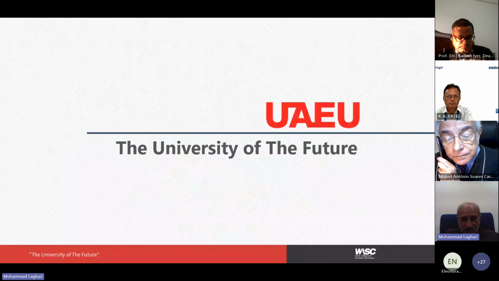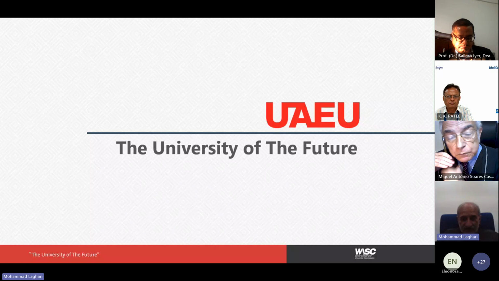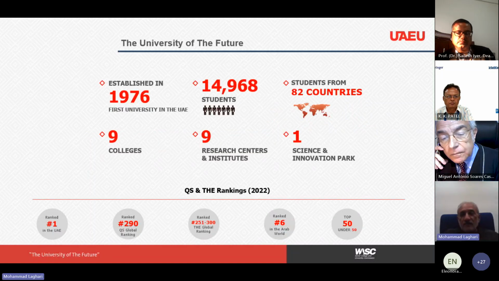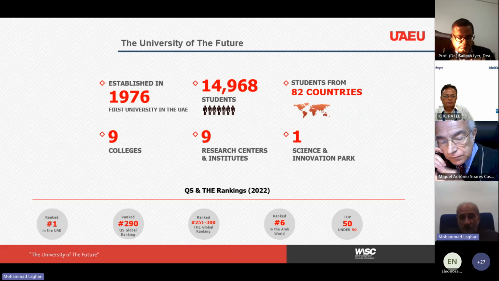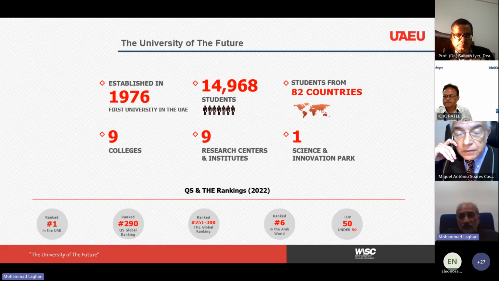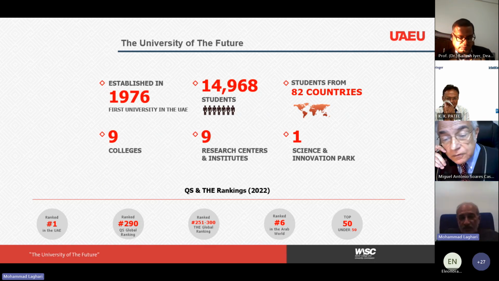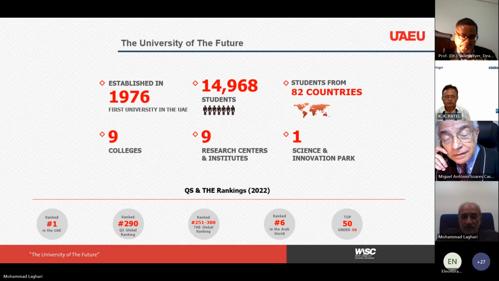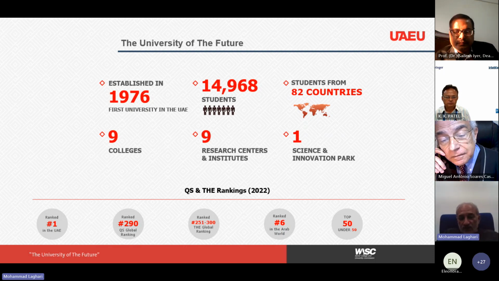So it's the University of the Future. We are doing a lot of things here in research and teaching. We were established in 1976. Now we have 14,968 students from 82 countries. We have 9 colleges, 9 research centers, 1 innovation park, and we are ranked number 1 in the United Arab Emirates.